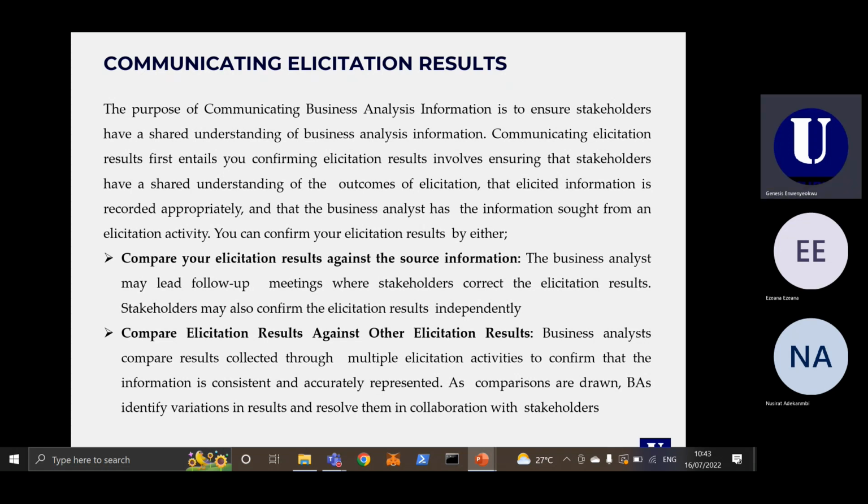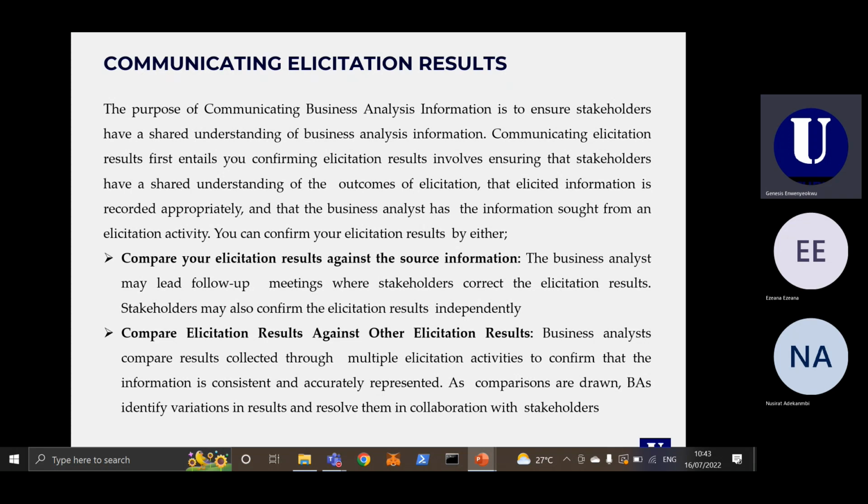against other sources of information. So let's say you have elicitation results. You've elicited requirements from the team in Access Bank. You can compare the results along with other sources of information, such as the existing system, existing documents, policy documents, right? You can also compare elicitation results against other elicitation results.